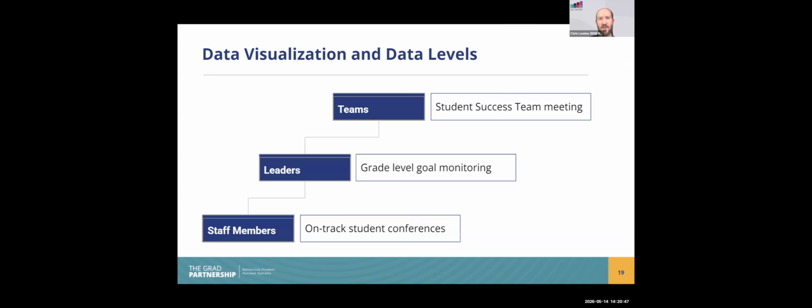And so similarly, who is working with this data? Well, staff members working with individual students in on-track conferences. It might be leaders talking about grade level goal monitoring, or student success teams looking at a school-wide level. A lot of RISE's work focuses on ninth grade on track. So I'm going to give a couple examples today that focus in on ninth grade, but those examples are definitely generalizable to other grade levels or school-wide trends at a higher level than that.